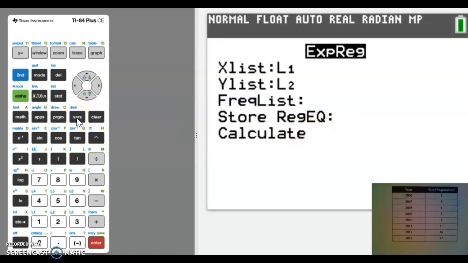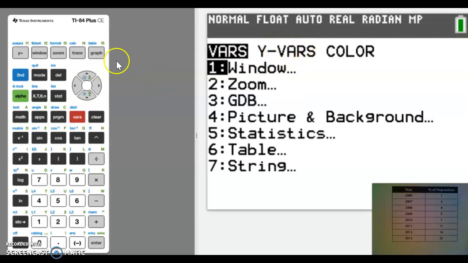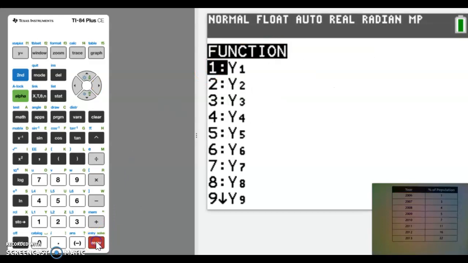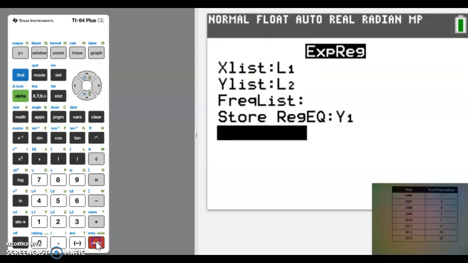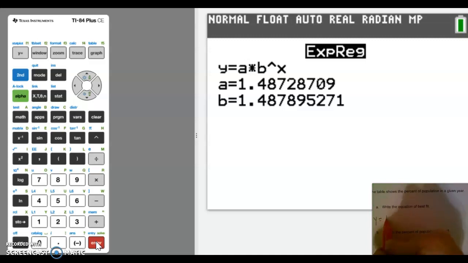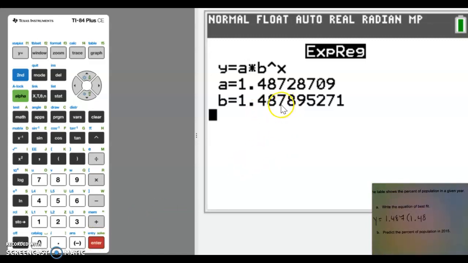I've got to go to vars. I want to go to y vars, so press the over arrow key. And I'm just going to press enter for function and enter for y sub 1. And then press enter and then press enter. Okay, and I'm done. There's my equation. So I can go ahead and go over here where it says write the equation of best fit. And I can say y equals 1.487, rounding to 3 place values, 1.48. And that 7 here, so 3 place values, this 7 is going to go up because the 8 is higher than 5. So I'm going to have 1.488 to the x power.